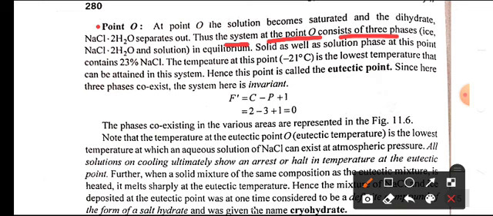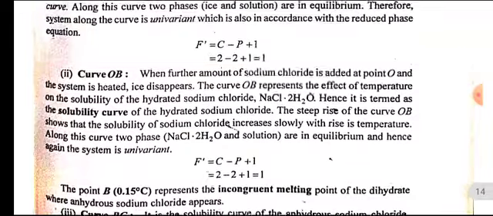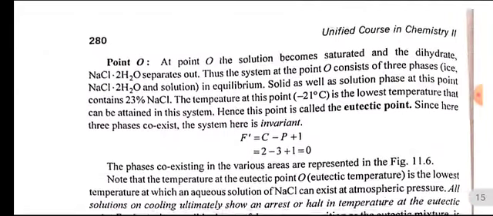Thus, the system at the point O consists of three phases: one is ice, another one is sodium chloride dihydrate, and another one is solution, which are in equilibrium. Solid as well as solution phase at this point contains 23% sodium chloride. As shown in this diagram, at the point O, the percentage composition of sodium chloride is 23%.